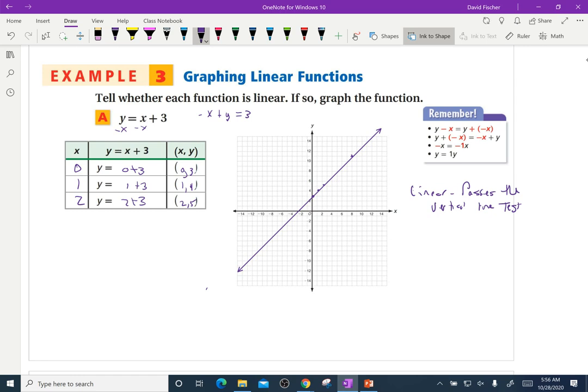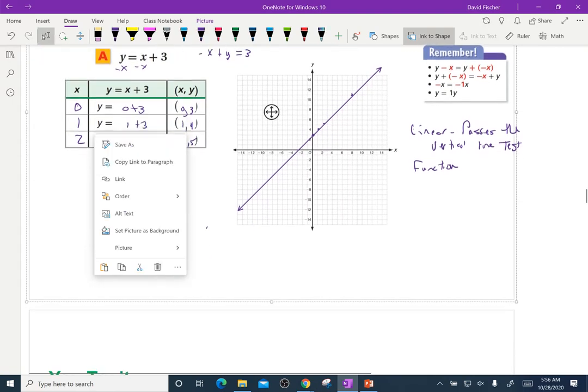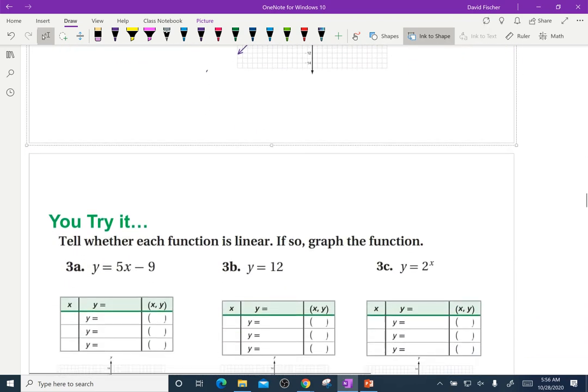And is it a function? Yep, it's a function. They didn't say explain, but I did anyhow. So be careful today when they say explain, make sure you explain.